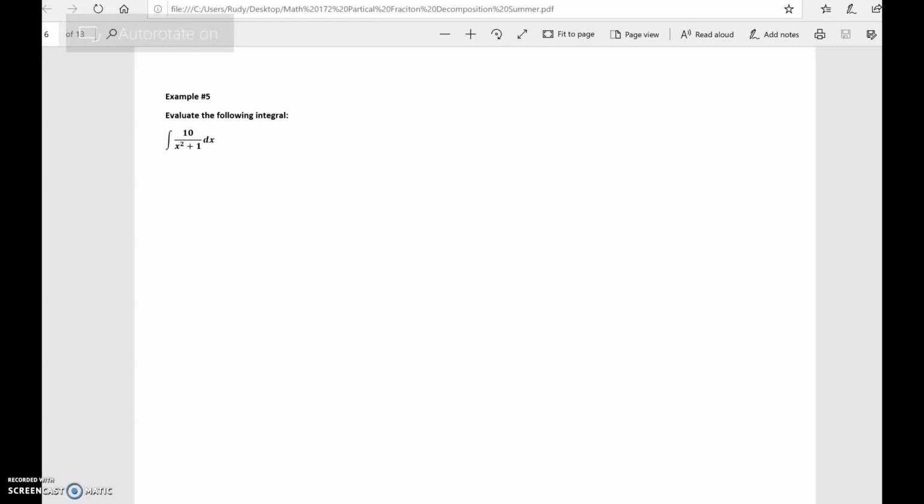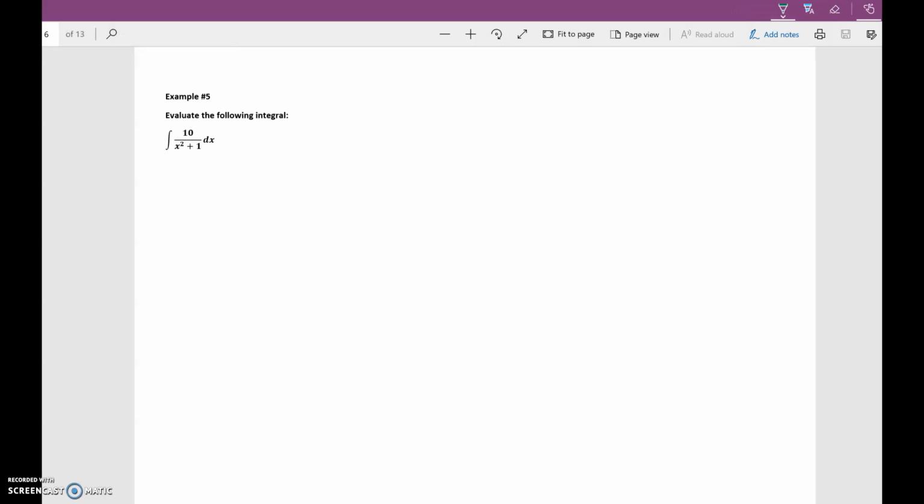Hi class, let's take a look at example 5. If you look at example 5, you can technically just rewrite this one. What I'm going to do is extract the constant out. So this is technically 10 times the integral of dx over x squared plus 1.